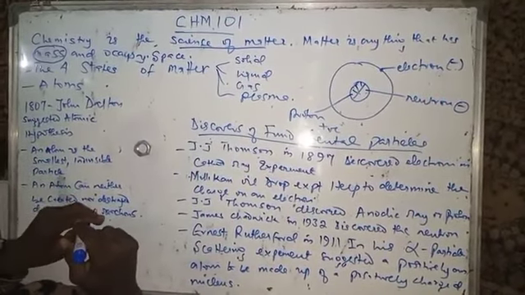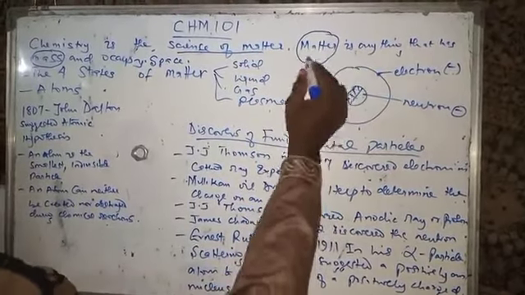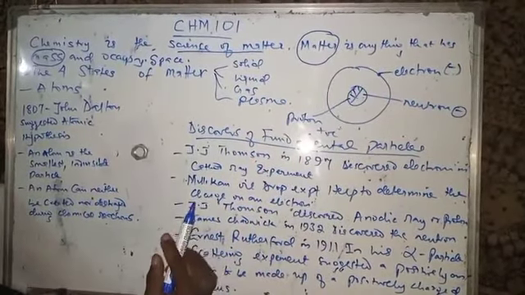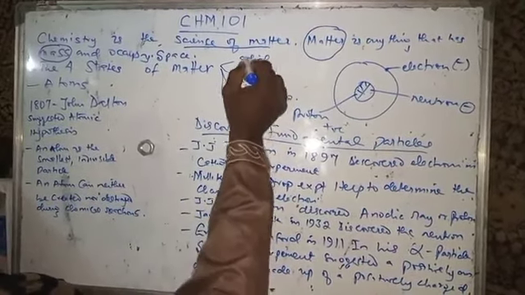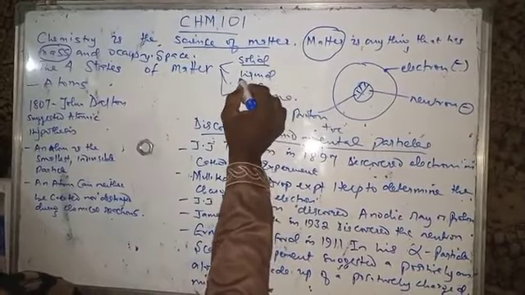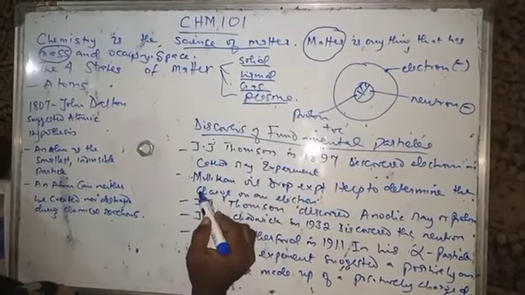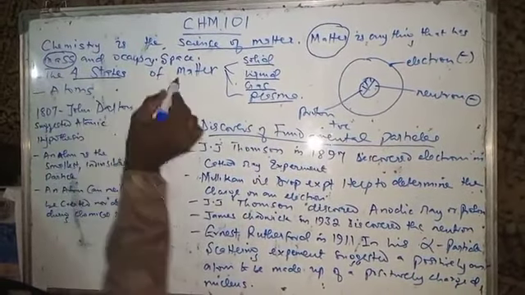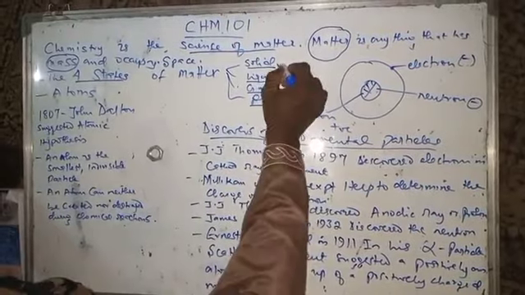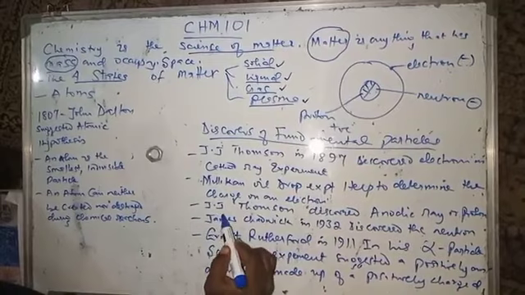Now, what is matter? We said matter is anything that has mass and occupies space. Matter can be in the form of solid, liquid, gas, and plasma. These are said to be the four states of matter: solid, liquid, gas, and plasma.